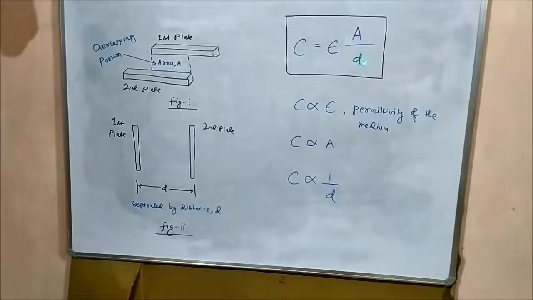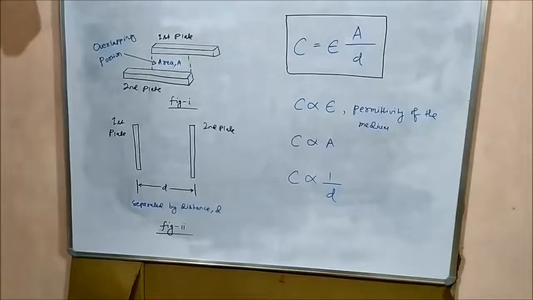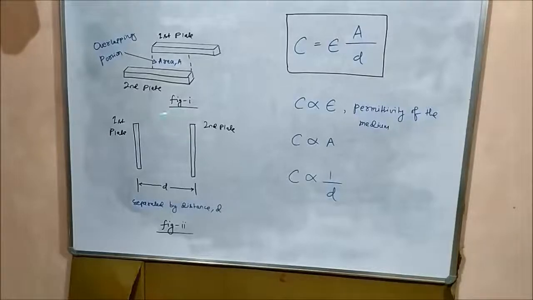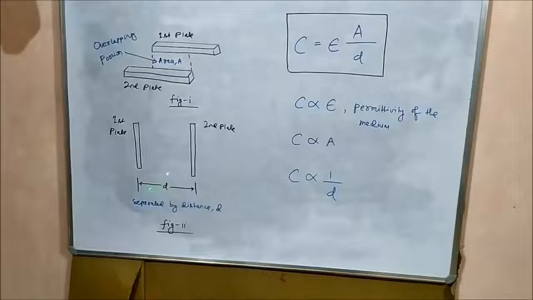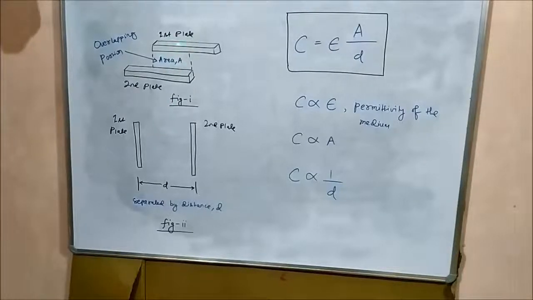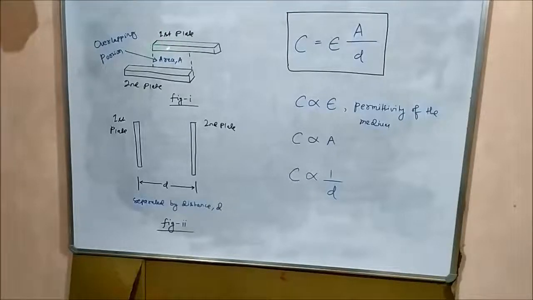Now, we know that a parallel plate capacitor has two conducting plates which are separated by a certain distance. Let the distance of separation between the two plates be d. Both plates are kept one above the other, and they can move laterally, or sideways.